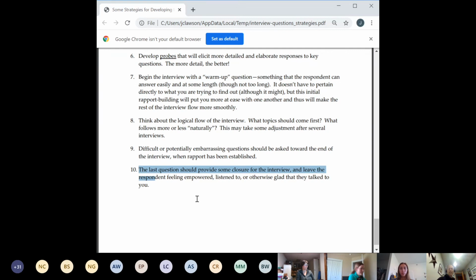And then the last question, you want to really try and find a last question that leaves the respondent feeling empowered, listened to, otherwise glad they talked to you. I think Creswell talks about that last question being, what else am I missing that I should be asking you? What else do you want to share? What else can you tell me about your experience that maybe I'm missing? So that's really empowering your participant to feel like they are the expert, and they are the expert, right, with their topic, with their experience.